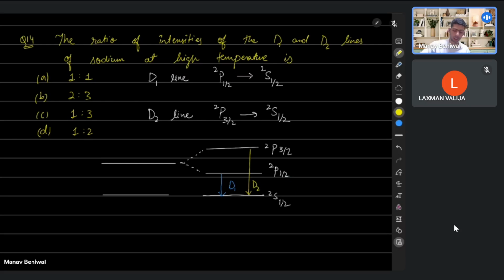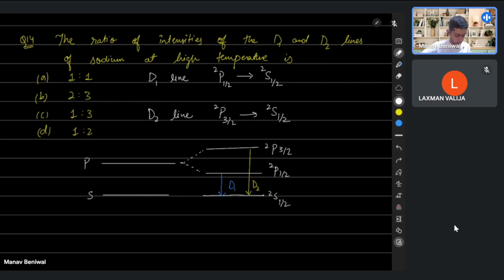Now to calculate the intensity, we should know that this is a p orbital and this is an s orbital. When this splitting happens, how many electrons go into different states? For example, this s has two electrons and both of them can go here. So this can have two states and they remain as they are.